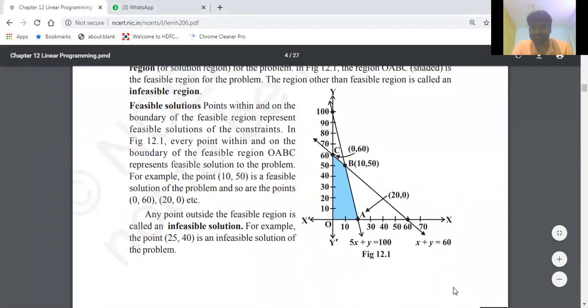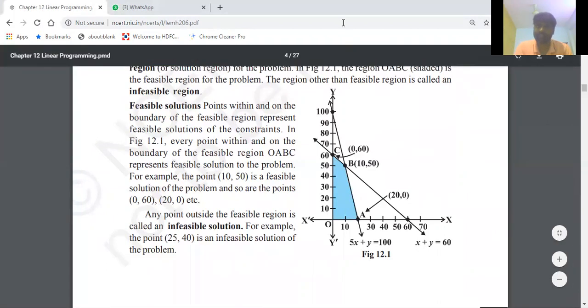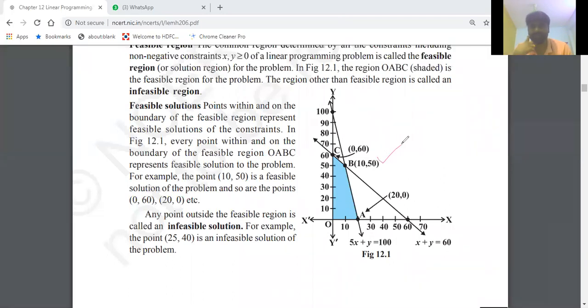Simple. Understood? What were the points you took? See, 20 comma 0 and 0 comma 100. You took points for the first line. And you took points for the second line. What is that? 60 comma 0, 0 comma 60. Draw the second line. After that, you have to identify the point of intersection. That you have to calculate separately and plot the point here. What is the point of intersection here? 10 comma 50. Finish. 10 comma 50 is the answer. Simple. So the problem is solved.